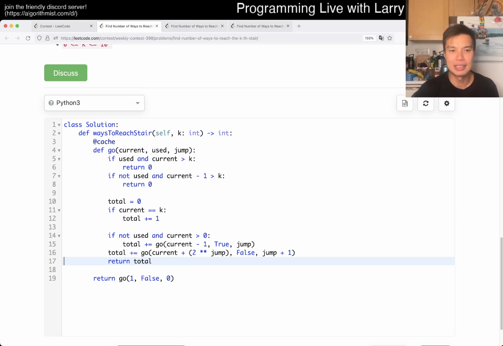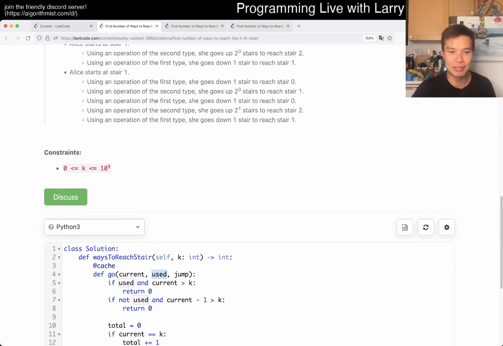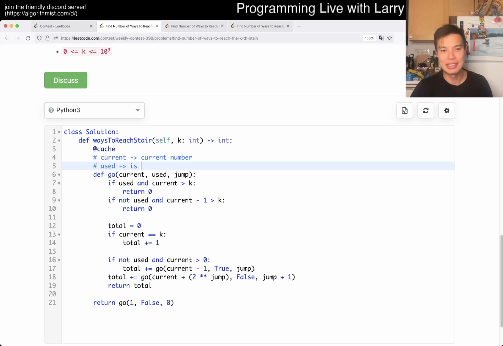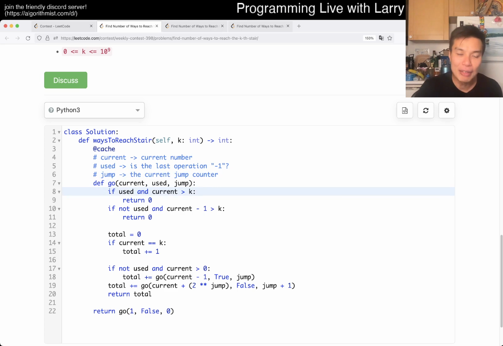You have the current number, which is 1, and then you go whether we used more than 2, or whether the last operation. Let me type this out actually. So current, just the current number. Pretty straightforward. Use is the last operation minus 1, and then jump is the current jump counter, right? And I have 2 base cases.